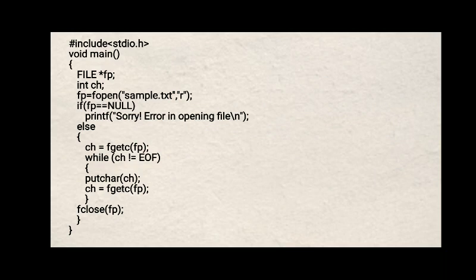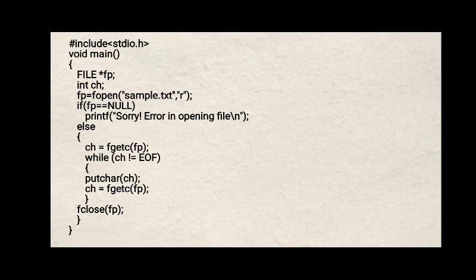So here is a program which shows an example of fgetc. You are declaring the file pointer fp, you're declaring a character ch, and you're opening a file sample.txt in the read mode. So you're going to read from the file, so you have to open it in read mode, specifying the name of the file and the read mode, and that pointer is transferred to fp. Now we're checking if fp is equal to null. If it is null, that means there is some error in opening the file.